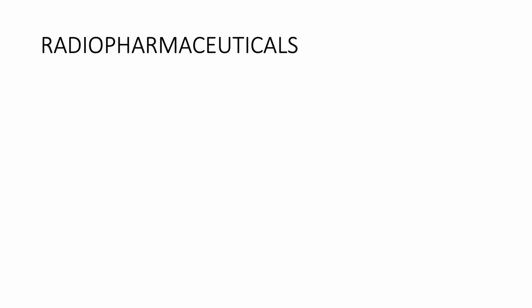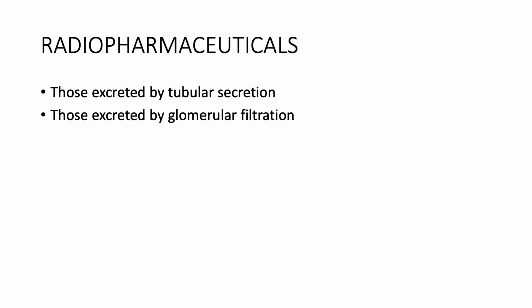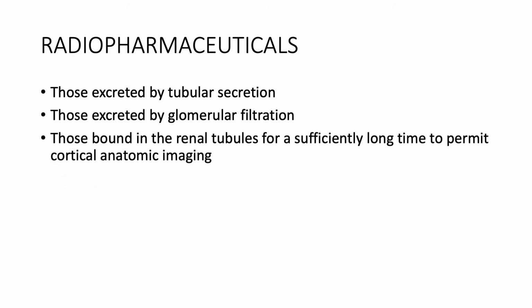Radiopharmaceuticals commonly used for evaluating renal function and anatomy fall into three main categories. First, those excreted by tubular secretion. Second, those excreted by glomerular filtration. And third, those bound in the renal tubules for a sufficiently long time to permit cortical anatomic imaging.